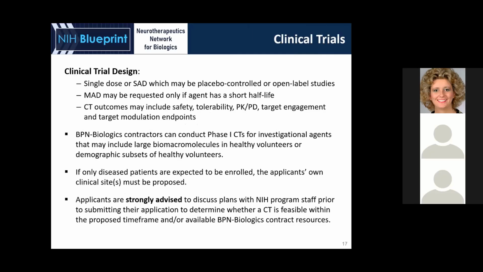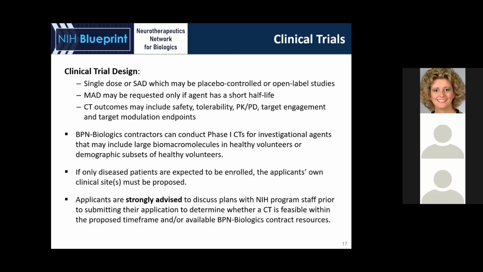When looking at the clinical trial then, because the ultimate goal is to get this into a phase 1 clinical trial, you should examine the clinical trial design attributes. For the clinical trial, you want to conduct either a single dose or SAD, single ascending dose, which may be a placebo-controlled or open label study, or a MAD, a multiple ascending dose study, if your biologic has a short half-life. And the clinical trial outcomes may include safety, tolerability, PK/PD, target engagement, and target modulation endpoints.